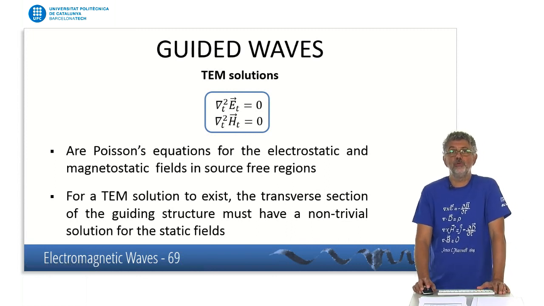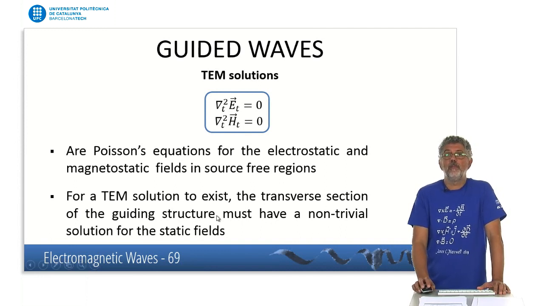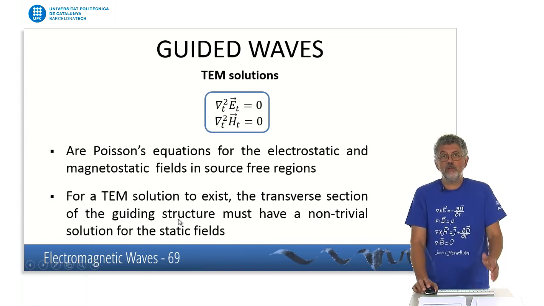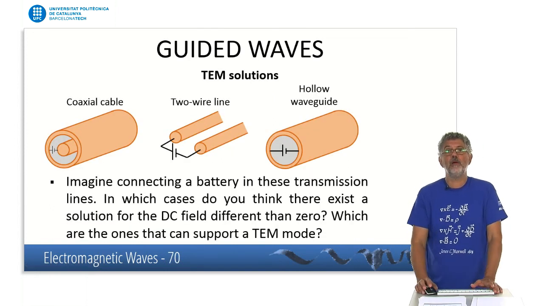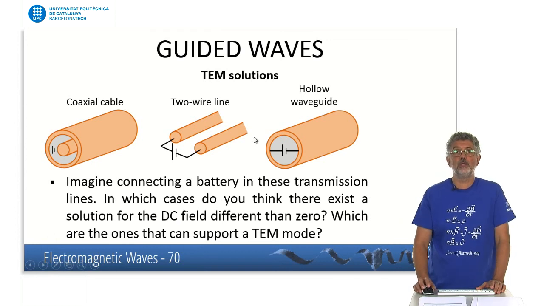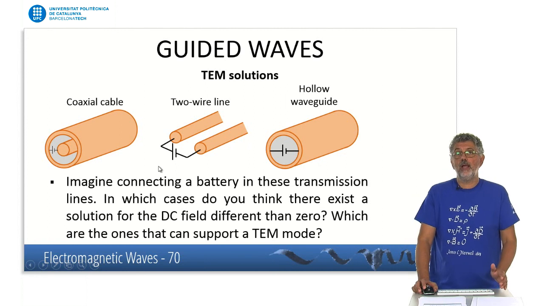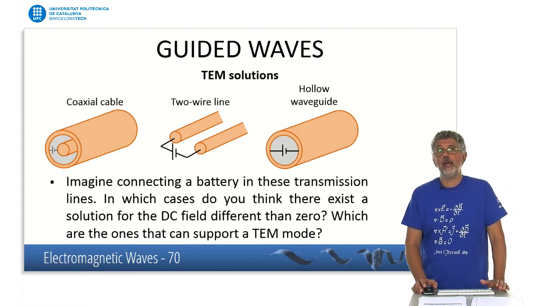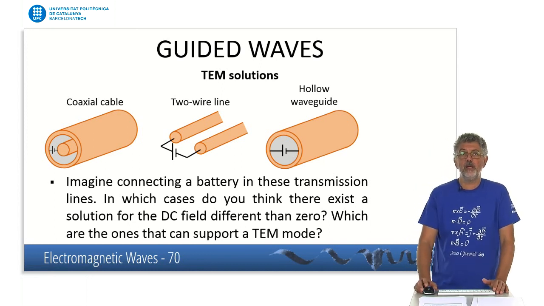For a TM solution to exist, the transverse section of a guiding structure must have a non-trivial solution for the static fields. Now, maybe this is a very strange way to state it, but I think now you'll understand it. Imagine we have those three types of guiding structure: a coaxial cable, two wires, and a hollow waveguide. And we would like to know which one of these structures is able to support a TEM mode. Well, the only thing you have to do is the following mental experiment.